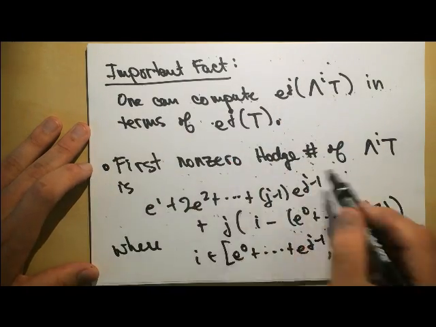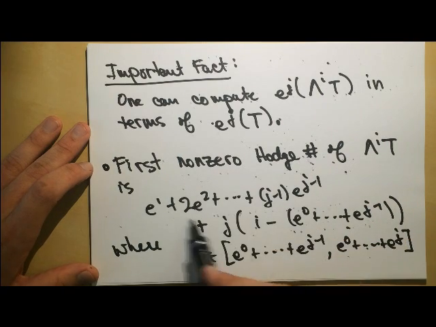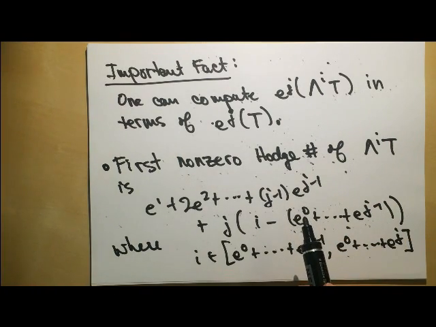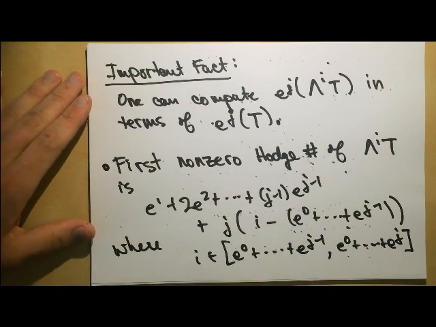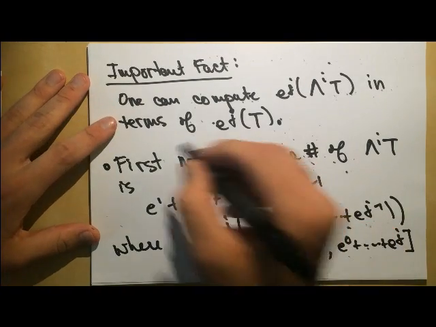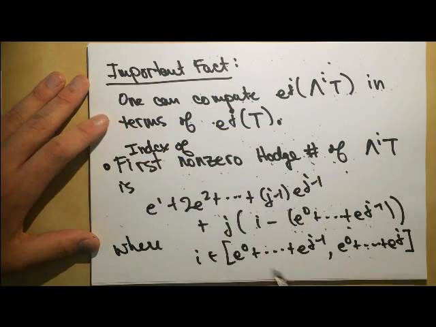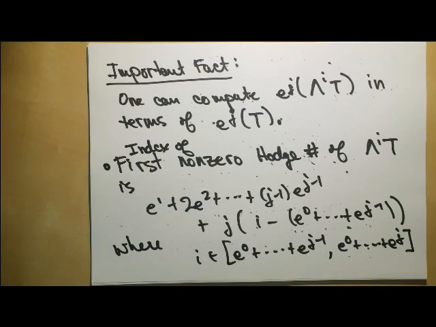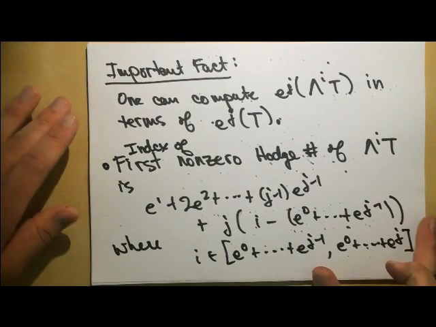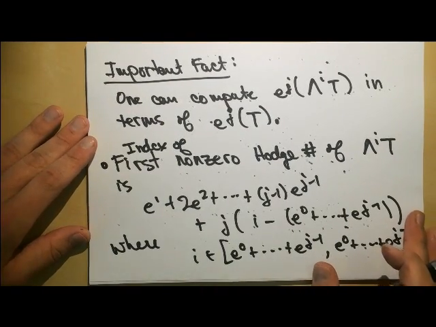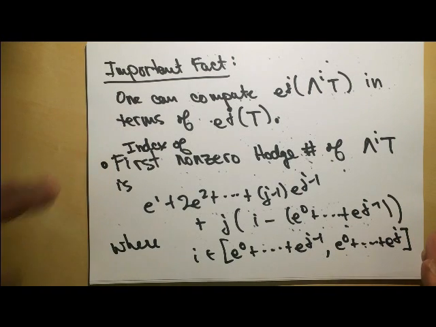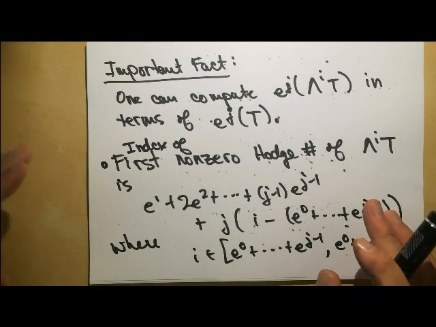And so the fact that I wanted to tell you is that you can compute the index of the first non-zero Hodge number. So this is the index of the first non-zero Hodge number. This would kind of be like the Hodge level that we had talked about previously. If you're familiar with this, maybe I'll make a link here.